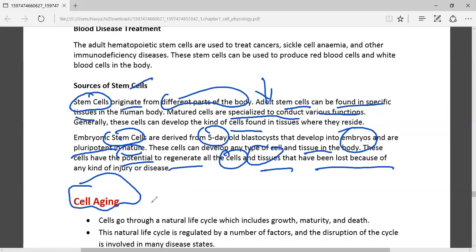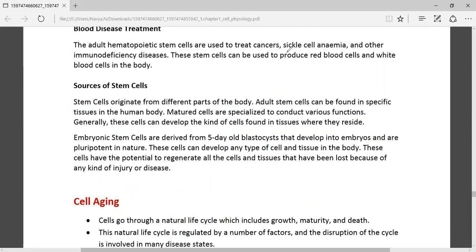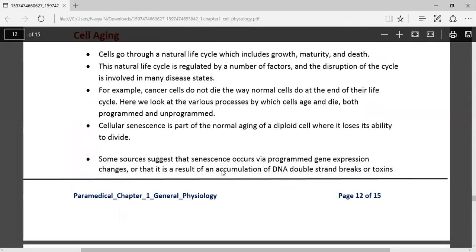Here, the cells go through a natural life cycle. That includes growth, maturity, and death. The cells keep on entering all the stages. The natural life cycle is regulated by a number of factors, and disruption of the cycle is involved in many different states. That is cell aging. One example here is the cancer cell.